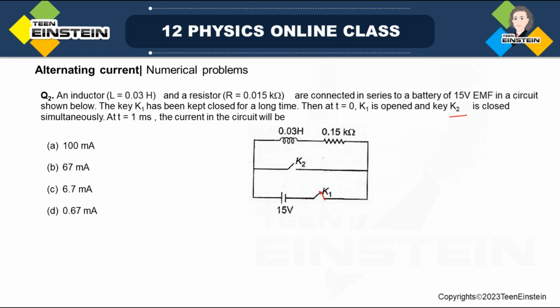Then K2 is closed. So at t is equal to 0, K1 will be opened and K2 will be closed simultaneously. The current in the circuit at t is equal to 1 millisecond, what will be the current? Okay, this is very simple.